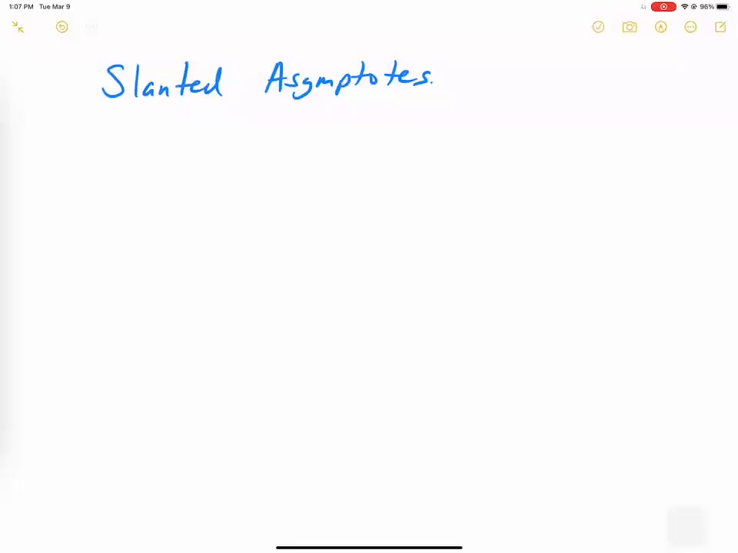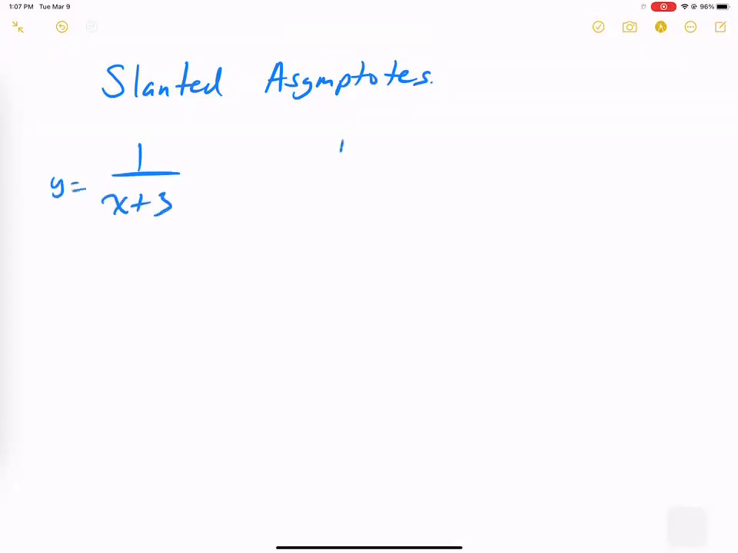So slanted asymptotes, folks, it's part of our study of rational functions. So let's go and review all our rules for rational functions. If I give you something like 1 over x plus 3, okay, we've graphed this several times already.